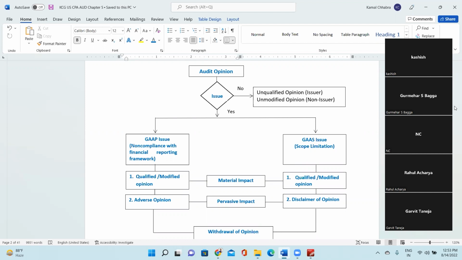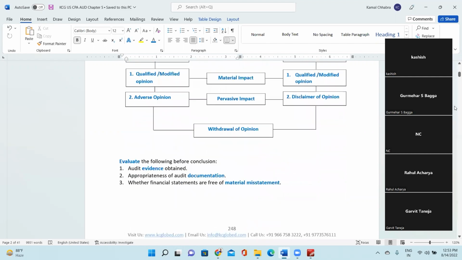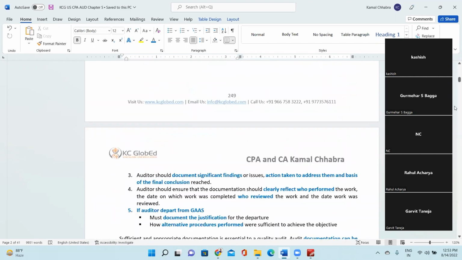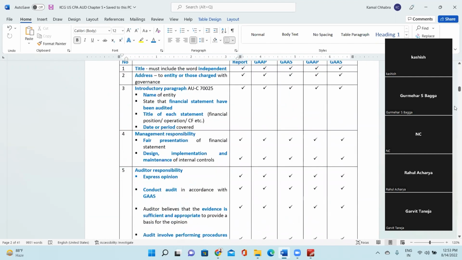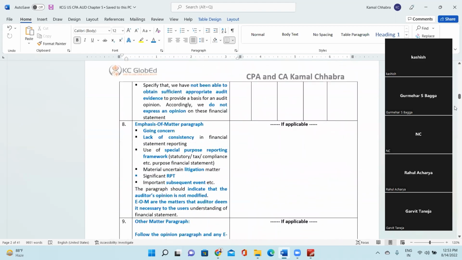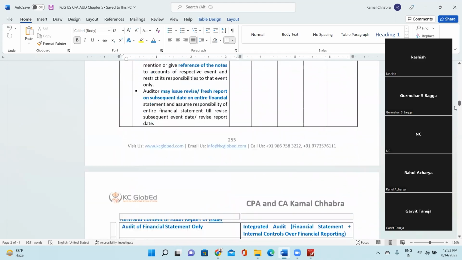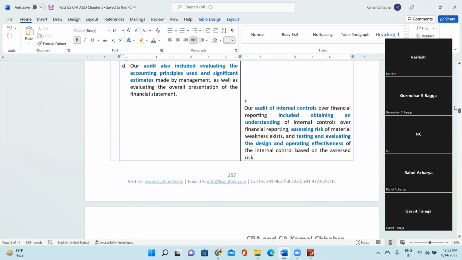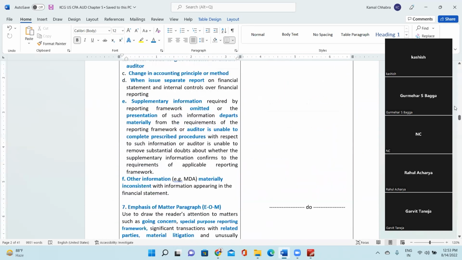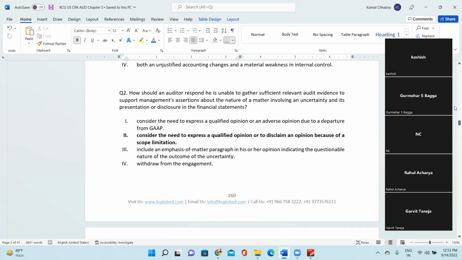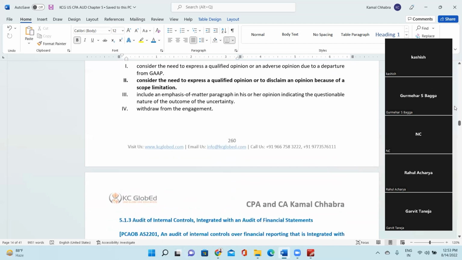Right? Make sense? Okay. Right? This is what we have discussed yesterday. So maybe go through yesterday's notes. Right? Everyone agree? Why a qualified opinion and a disclaimer is the right option? Yes, sir. Okay. So we are done with this topic.